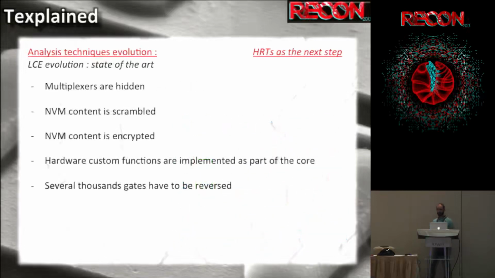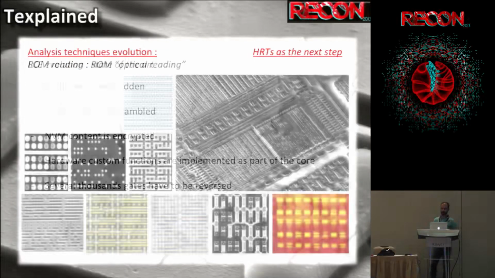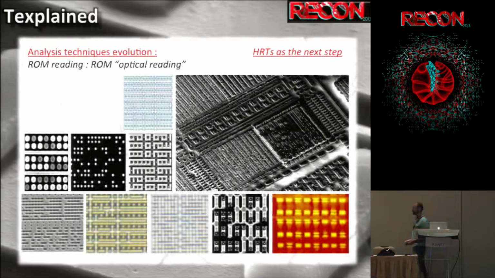In the real world, the memories are not like the one we saw. They are scrambled, they are encrypted. There is every feature you can imagine. And you can also have hardware custom functions in some chips, some few features that you want to study. So you need reverse engineering software. But in a way, you already have it, because what you can do is read ROM. For 8 years, I read some ROMs.